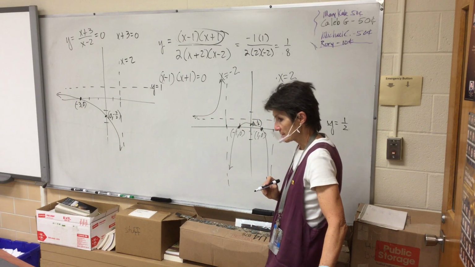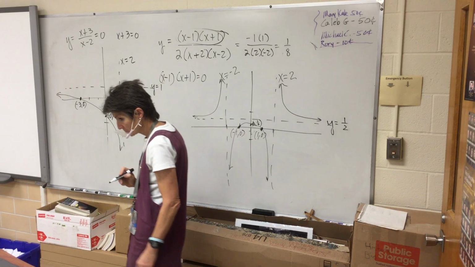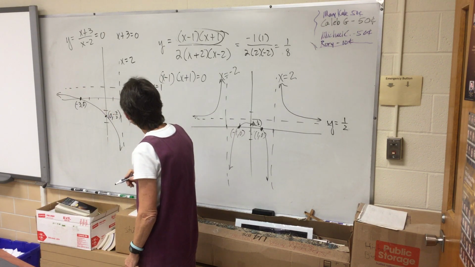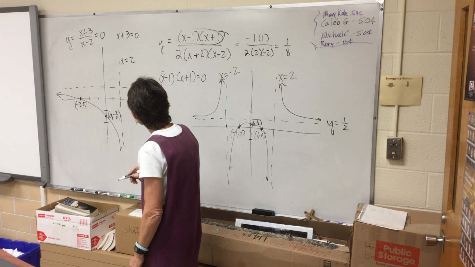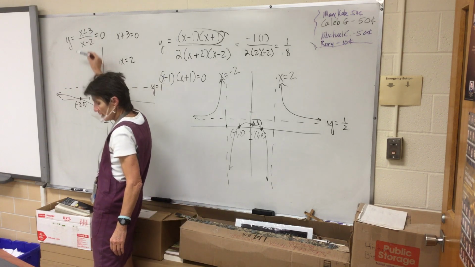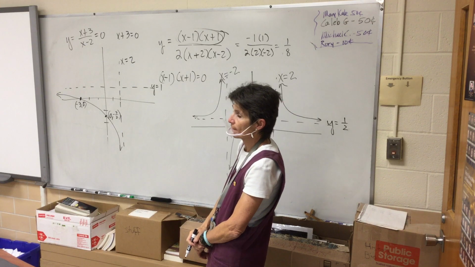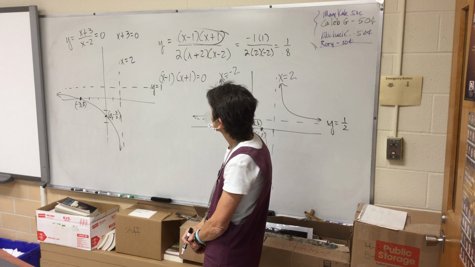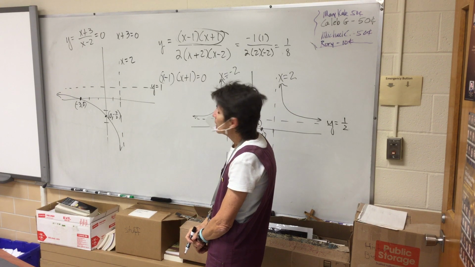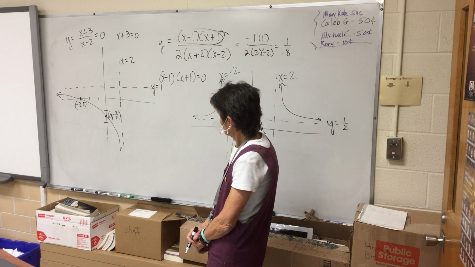This is 4. Where did you get y equals 1? Is that just the x's? Yes, it's the horizontal asymptote. That's how we find horizontal asymptotes. Okay? Now, Okay, thank you.